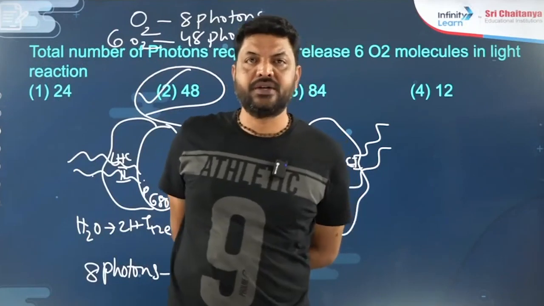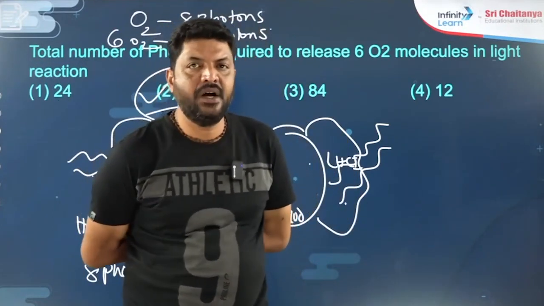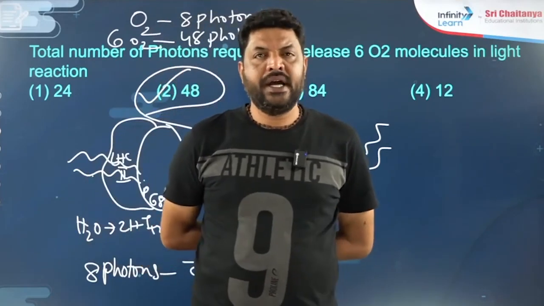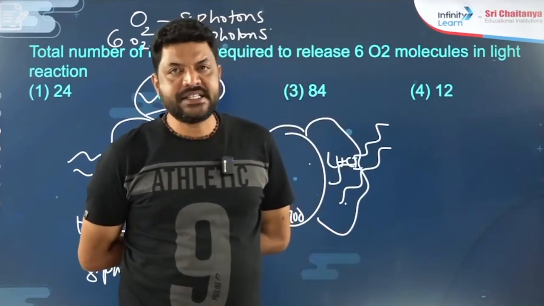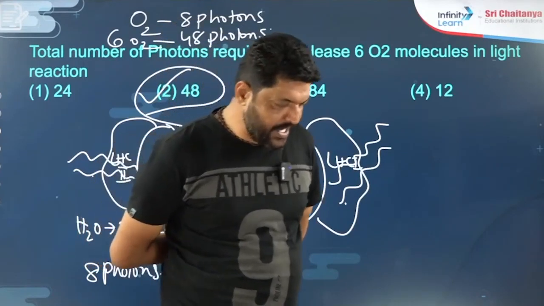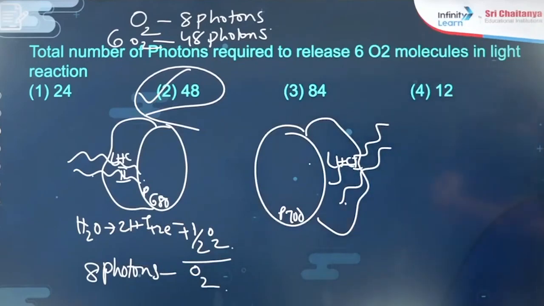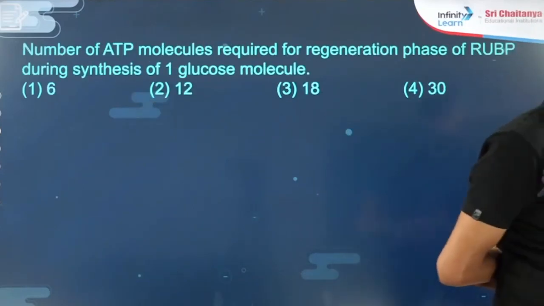What is a quantum? Quantum of the light energy required for the liberation of one electron from the outer valency of the chlorophyll molecule is called a photon. Clear? This is the question being asked on light reaction. So let us go for the next slide.